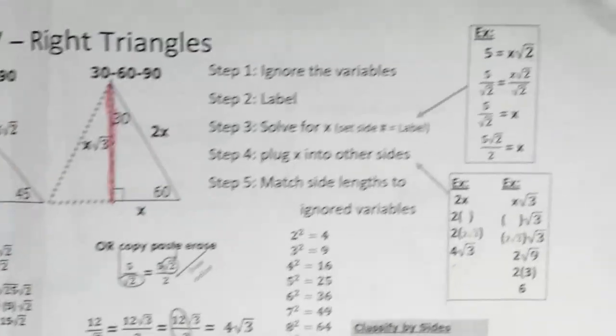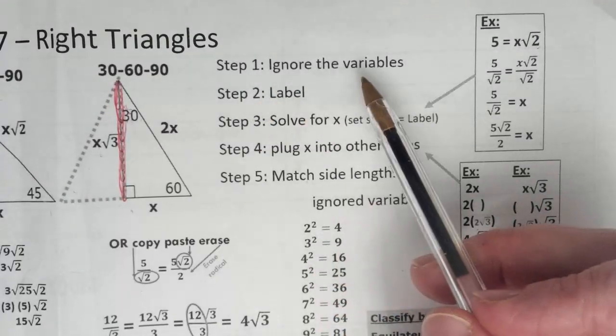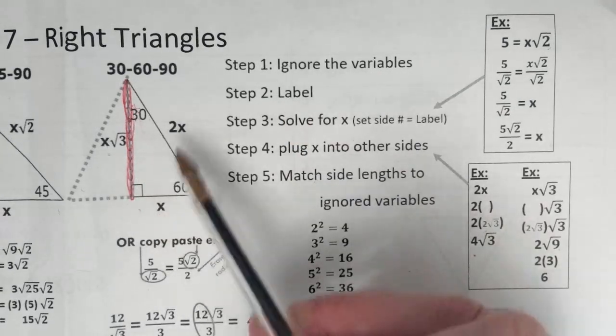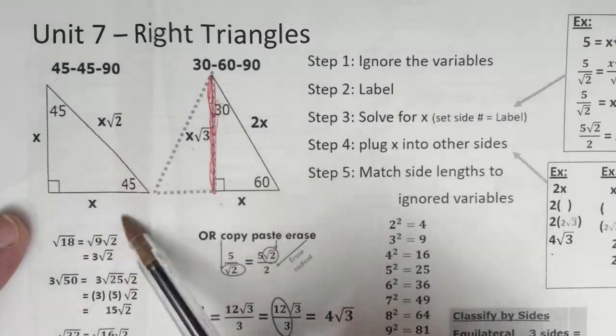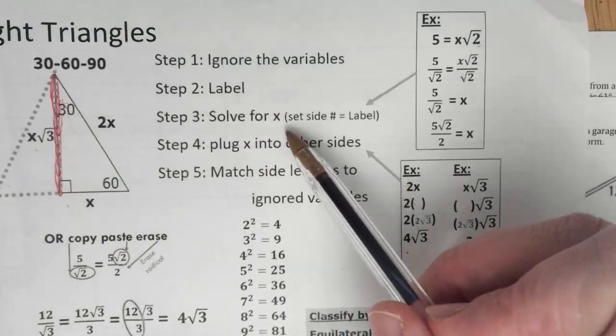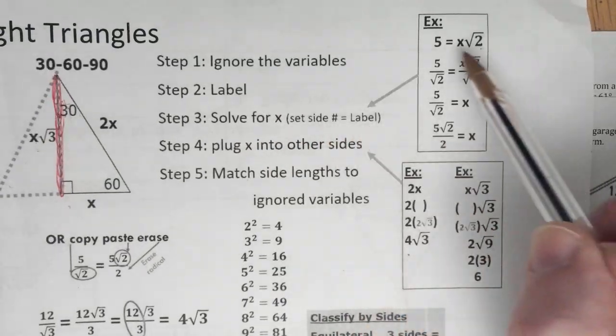All right, now how can we do this? Step 1 would be ignore any variables they already gave to you. Step 2 would be label the x, the 2x, the x radical 3, or the x, x, and the x radical 2. Step number 3 would be to solve for x. Set the side number equal to what you labeled.